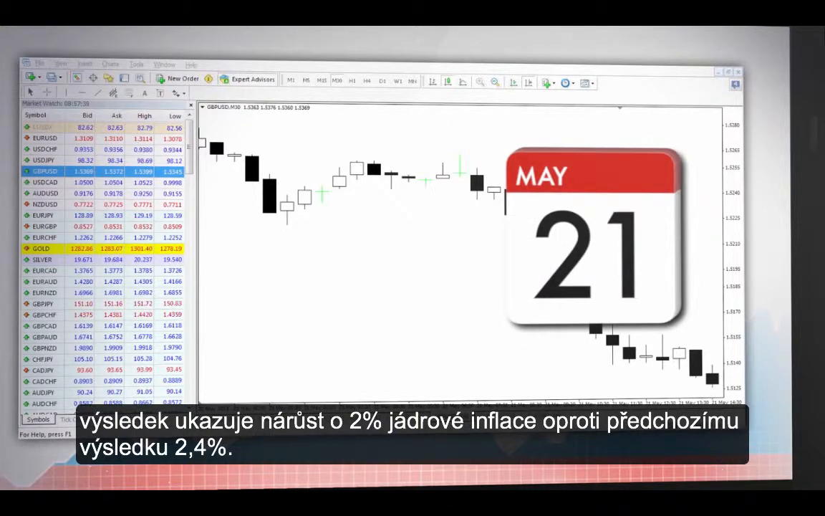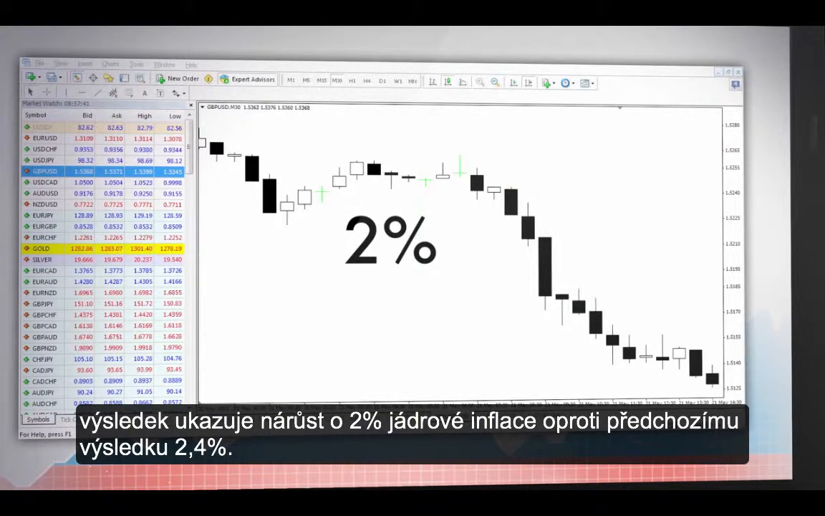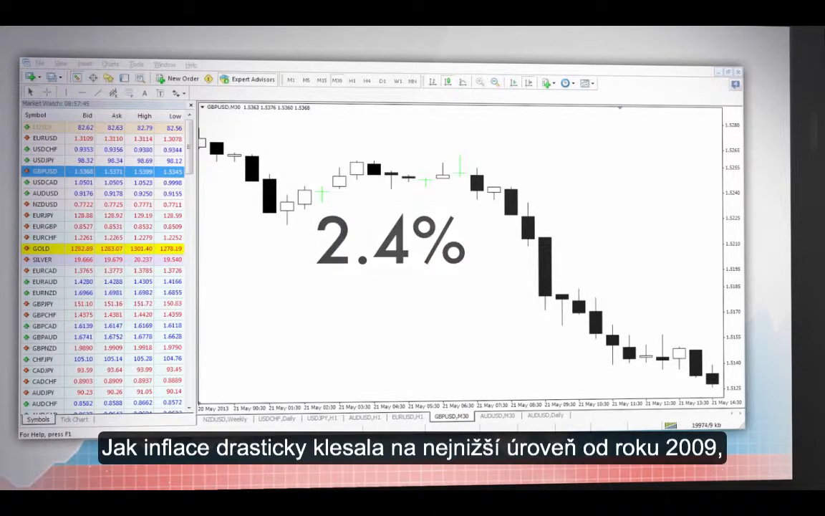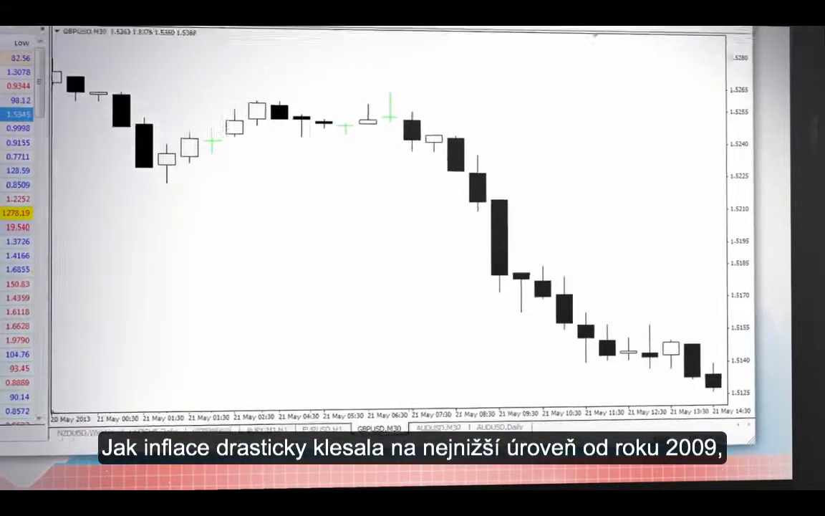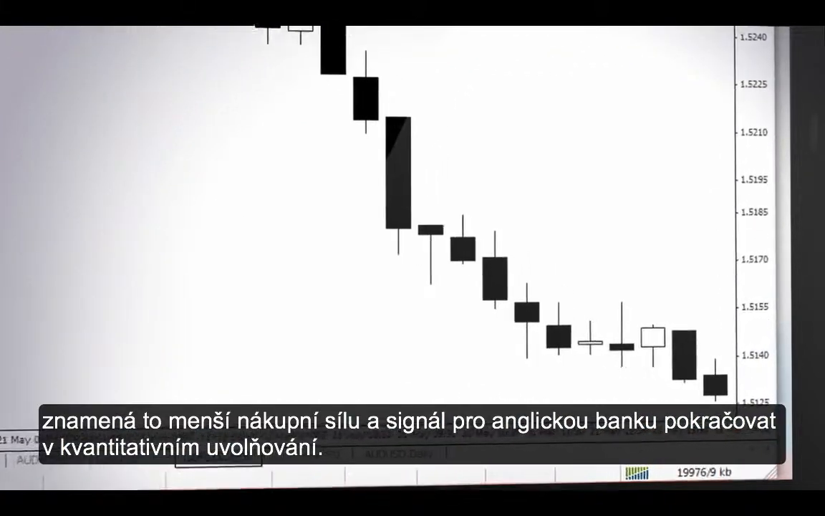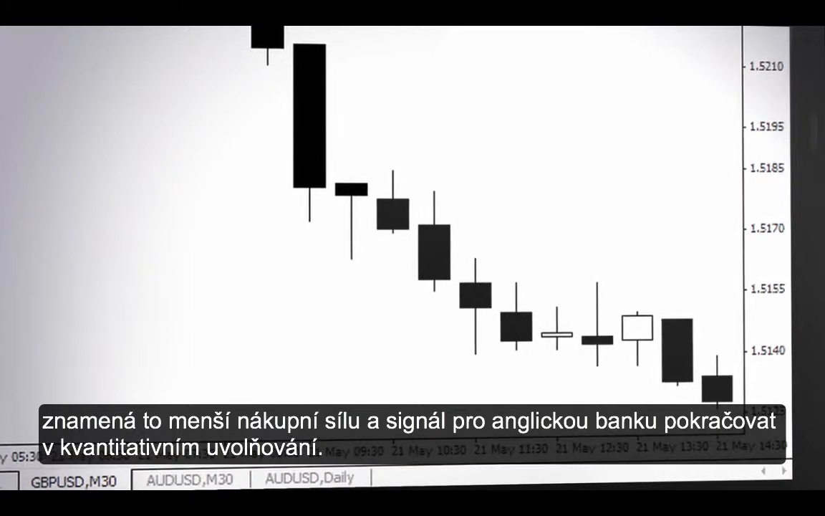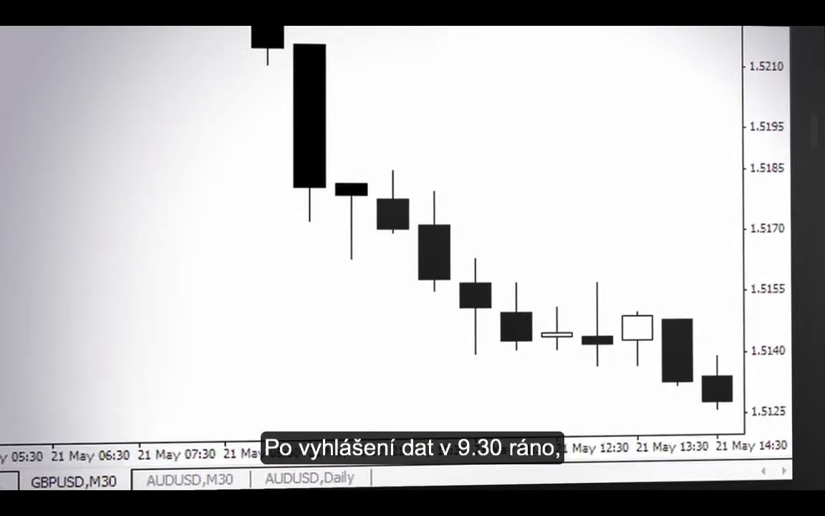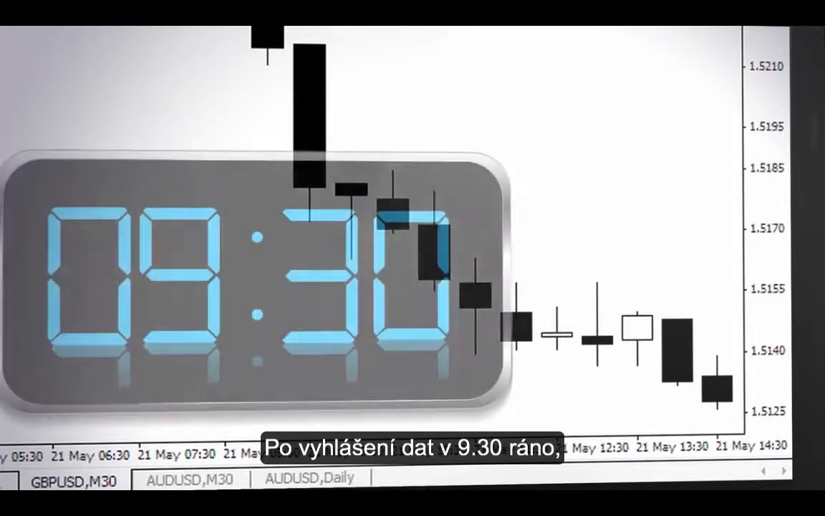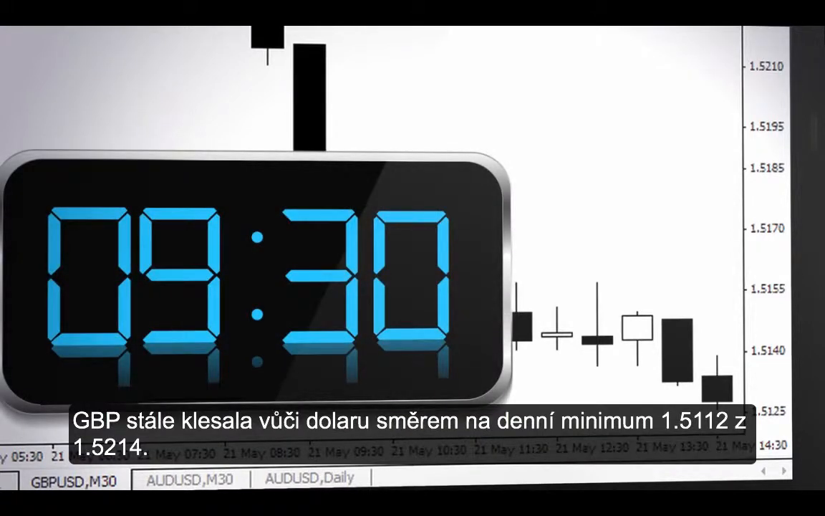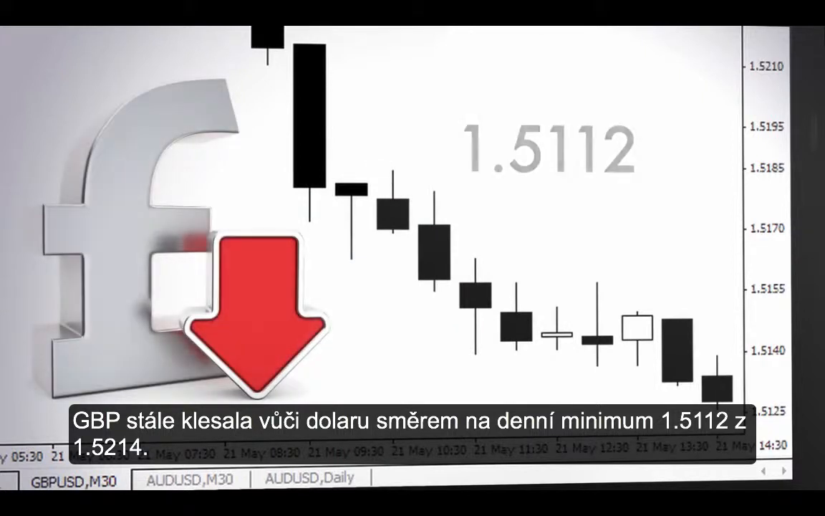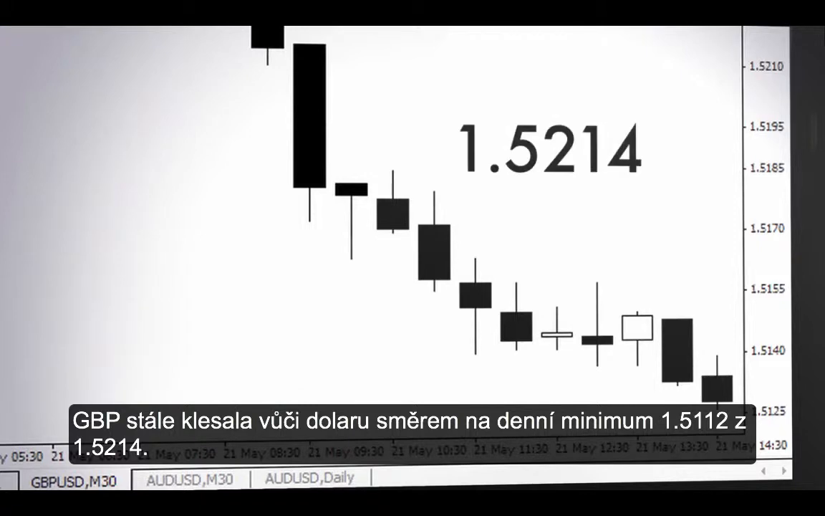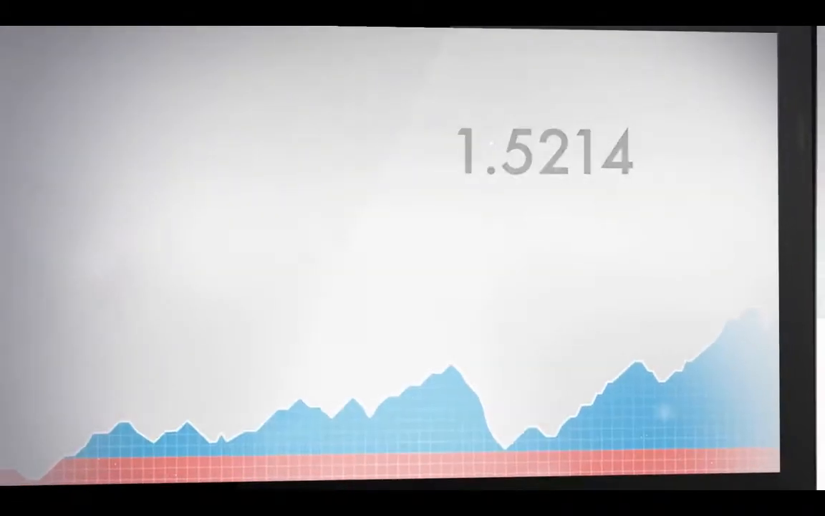The reading showed a 2% increase in core CPI against the previous release of 2.4%. As the inflation figure dropped drastically to the lowest level since 2009, it indicated less purchasing power and signalled the Bank of England to continue fueling the economy with monetary easing. After the data was released at 9:30 a.m., the Great British Pound, the GBP, kept on declining against the US dollar towards the day low of 1.5112 from 1.5214.